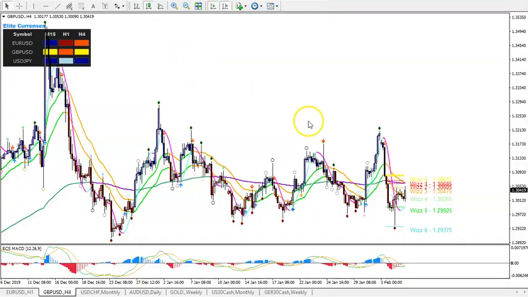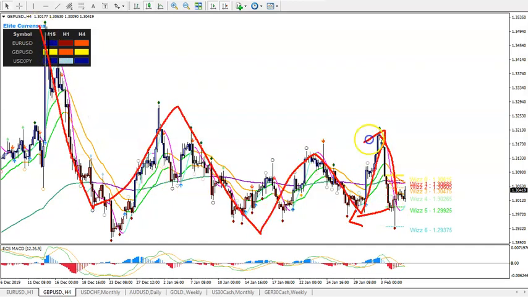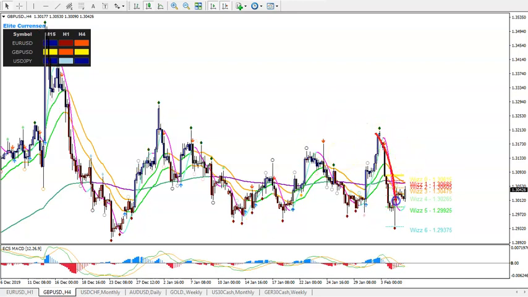Apologies. This turned out not to be a wave 2. Why? Because it broke below the bottom of wave 1. So A, B, C, D, E, and upside did take place. But unfortunately, this move down invalidated the wave 1, 2 because it broke below this bottom. It also broke below this bottom.